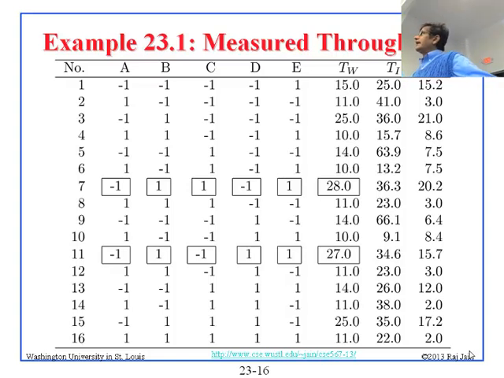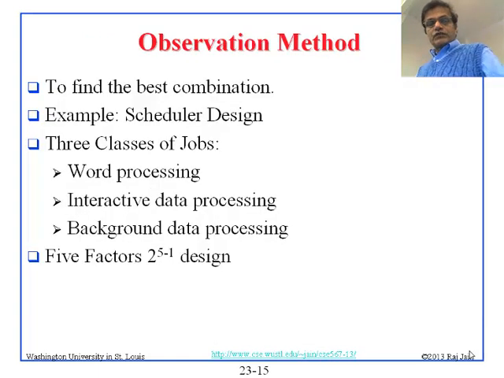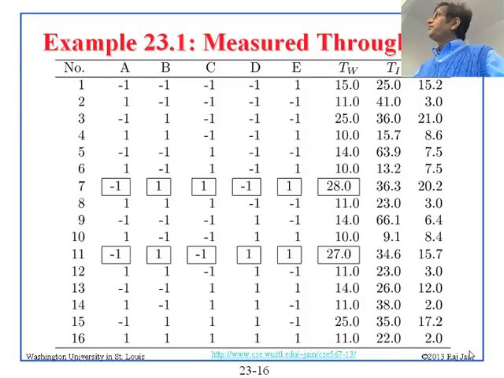All right, and they have 3 different metrics. Okay, this is throughput for the workload. This was the throughput for the word processing, throughput for the interactive data processing, and throughput for background data processing. So they have 3 different classes of job, and they measure for each of them. And so for the word processing, you can see that the highest is 28. Highest is 28 when A is minus 1, B is 1, C is 1, D is minus 1, and E is 1. That's all here.